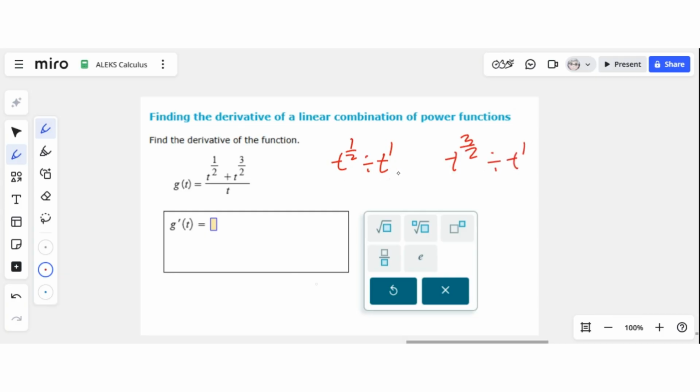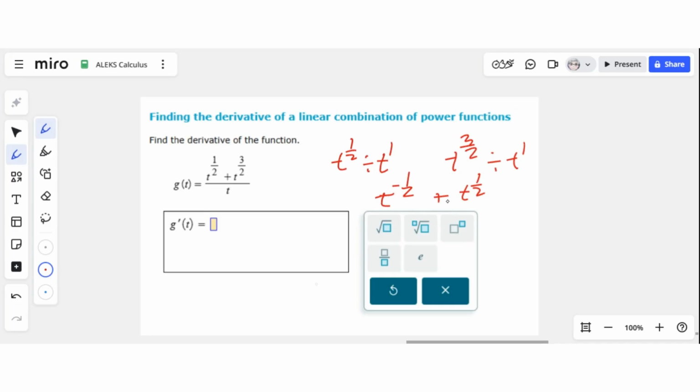And when you're dividing, you subtract the exponents. So the exponent for the first term is 1/2 minus 1, or t to the -1/2. And for the second, 3/2 minus 1 is just 1/2. Now, we haven't taken the derivative. We've just rewritten this expression. This is the same as our initial function g of t here.